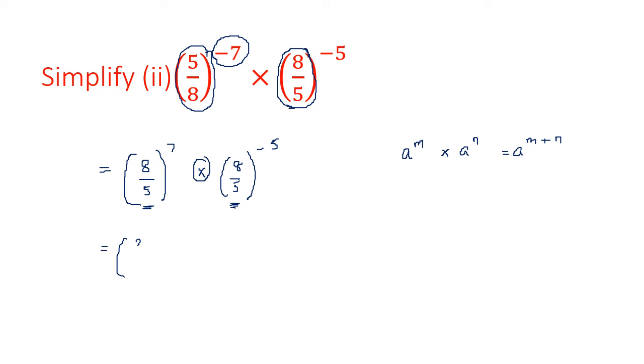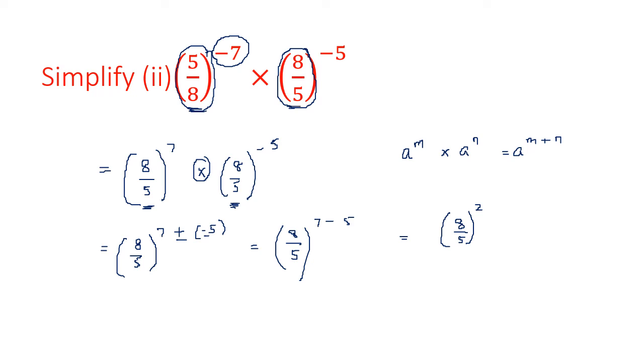So by using this I can write 8 upon 5, the whole number as the base, raised to 7 plus minus 5. 7 plus minus 5 becomes 2. So we get (8/5) raised to 2. Since we are not told to evaluate, we will keep the answer as it is. So here you can see the bases were not the same, but by changing the power of one number, I made the bases the same. So there are many different types of sums we did today.